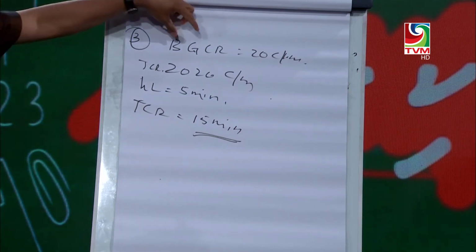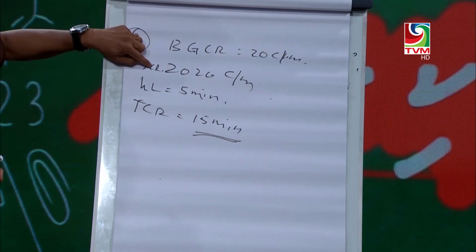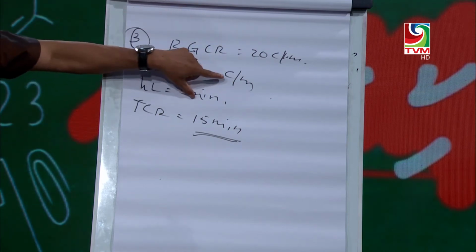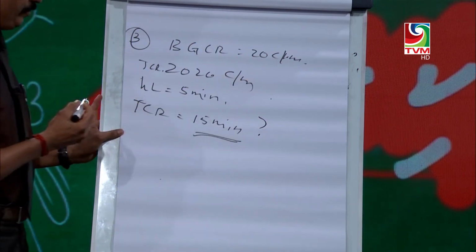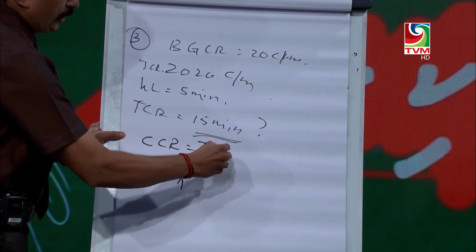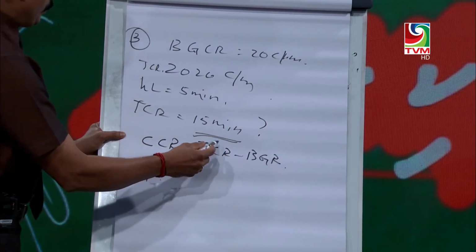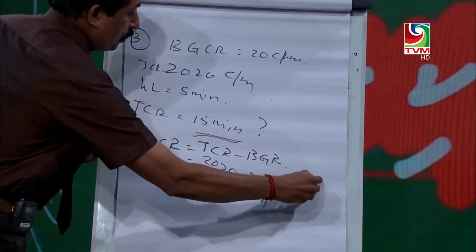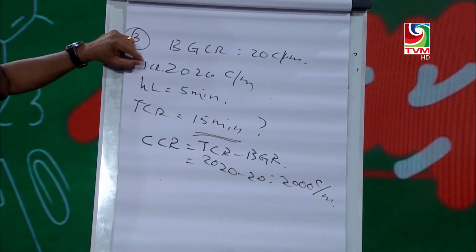The question is, given that the background count rate is 20 counts per minute, the total count rate initially at the start is 2020 counts per minute, and the half-life is 5 minutes, what is the total count rate after 15 minutes? First of all, we need to find the corrected count rate. Corrected count rate is total count rate minus background count rate. 2020 minus 20 is 2000. 2000 counts per minute is the corrected count rate at the start.